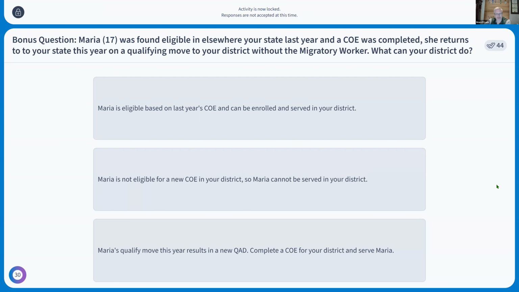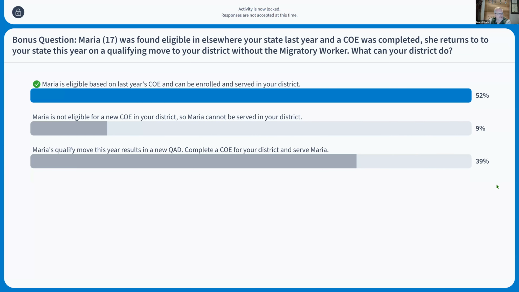All right, let's see what the group says. So I agree with that first answer. The majority of you put that as well. Maria had a COE done in her state. I kind of alluded to that a little earlier in today's presentation. Once a COE is written in your state, that child's eligibility should remain for 36 months when they're anywhere in your state. I do know that there's some states that have variations on how they deal with that. But as a general rule, I believe that to be the correct way to proceed.